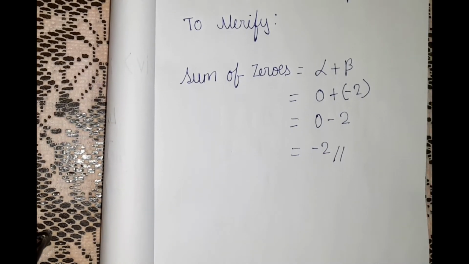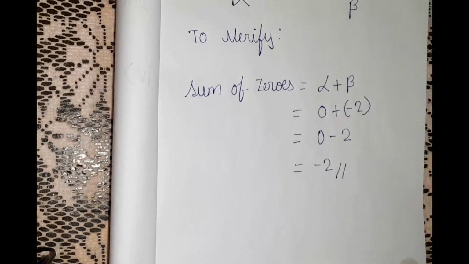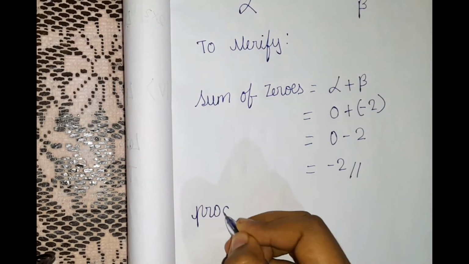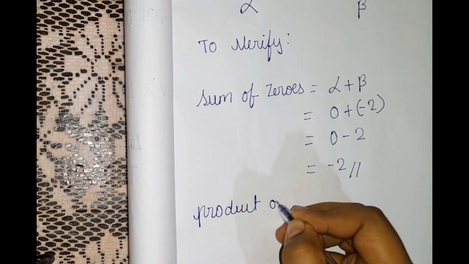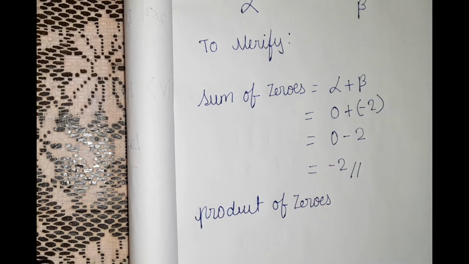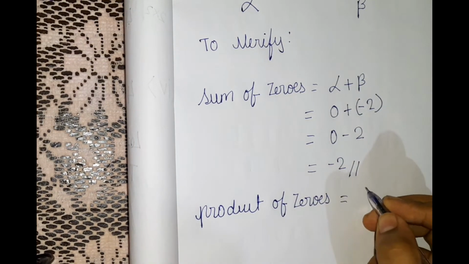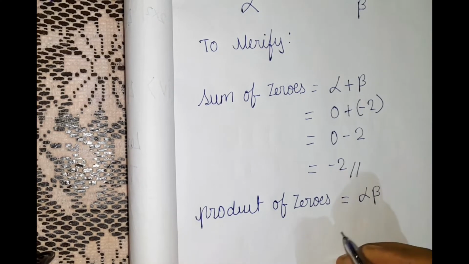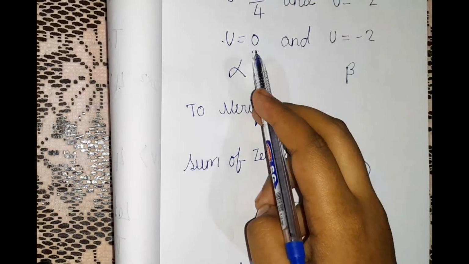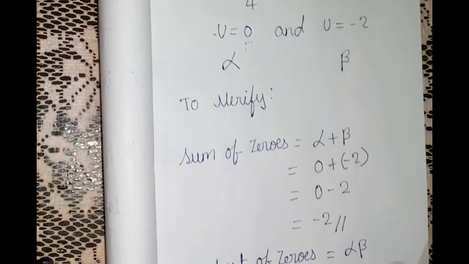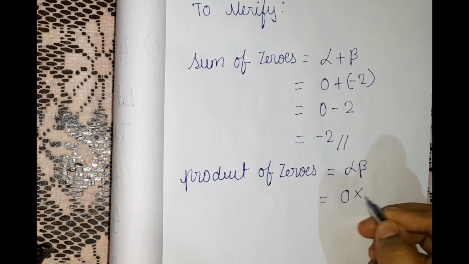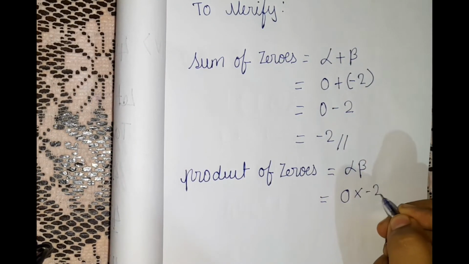So now what we are going to do is write the second formula. The second formula is product of zeros. I hope you guys remember the formulas. So product of zeros is equal to alpha into beta. Okay, so what is the alpha value? The alpha value is 0 and the beta value is minus 2. Now let's write that. So alpha is 0 into beta value is minus 2.